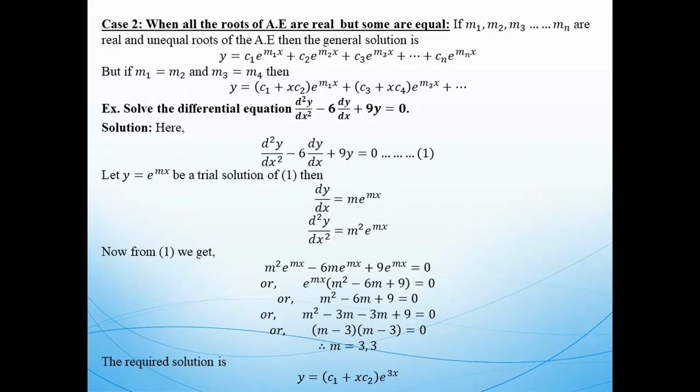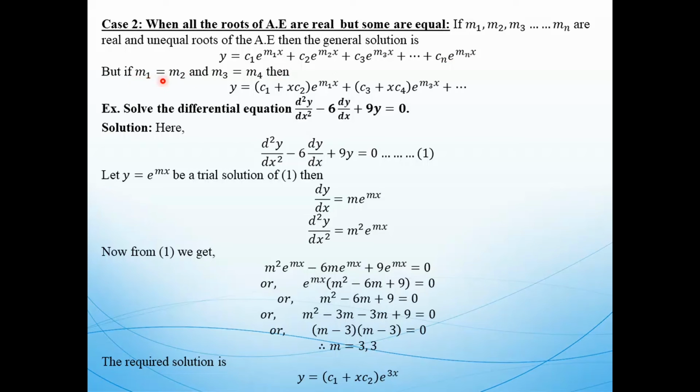Now we will discuss the second case. The second case applies when all the roots of the auxiliary equation are real but some are equal. If m1, m2, m3, up to mn are real and unequal roots of the auxiliary equation, then the general solution is y is equal to c1 e to the power m1x plus c2 e to the power m2x plus c3 e to the power m3x plus up to cn e to the power mnx. That we saw in the first case.